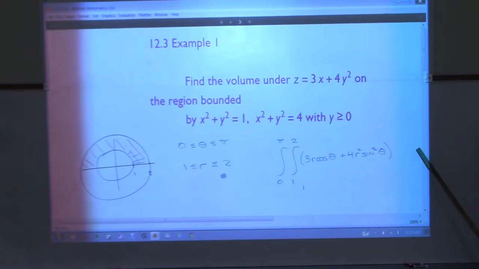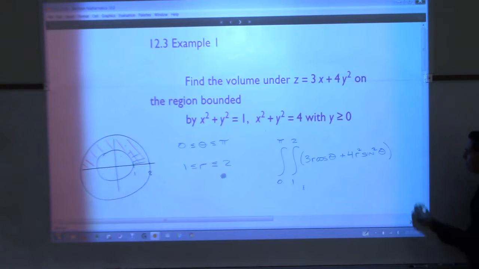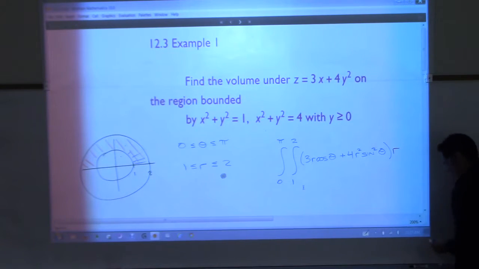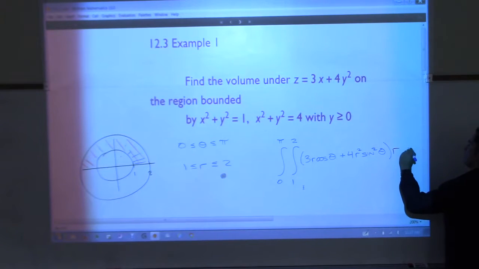And then we have out here dr d theta, but we have to put in the r. Do not forget the r. I'm putting it in red so you don't forget it there. The r goes in by default every single time, dr d theta.